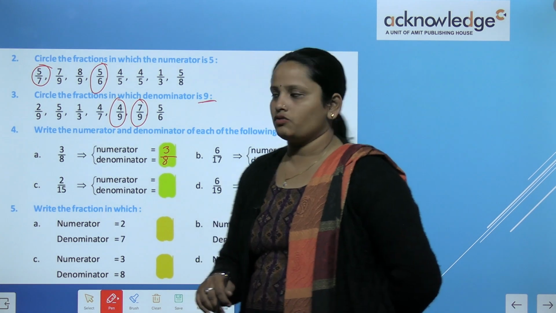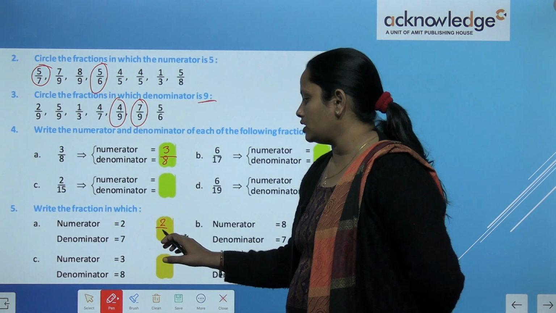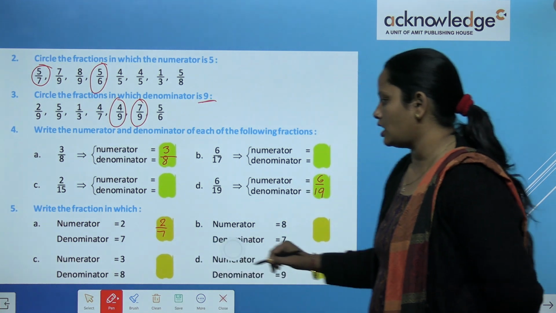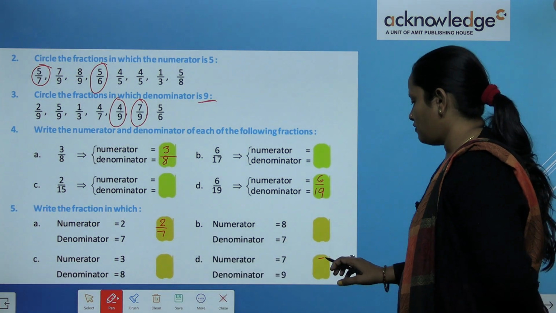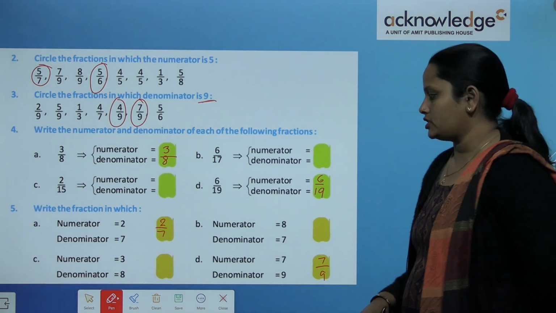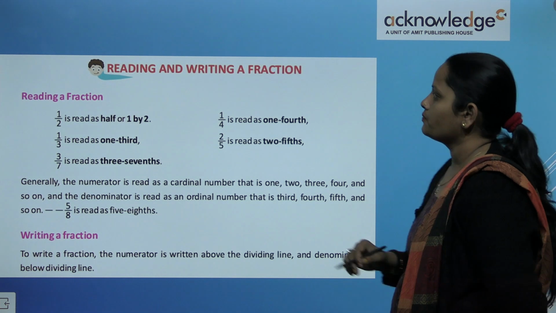Write the fraction in which, fraction लिखना है जिसमें numerator 2 होना चाहिए और denominator 7 होना चाहिए. So 2 upon 7 is the fraction. 7 is a numerator and 9 is a denominator. So like this you have to do the given questions.